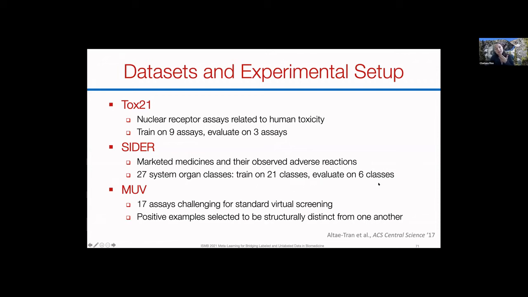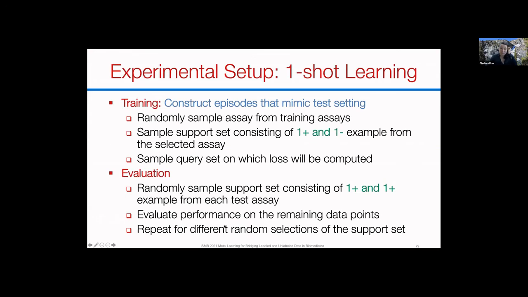And then finally, the last data set looked at assays used for standard virtual screening. And the positive examples were selected to be structurally distinct from one another. And one thing that you'll note here is this is still a relatively small number of meta training tasks, so 9 or 21 or 17. And as we'll see in the results, they're actually able to effectively leverage this prior data in a way that allows the model to make correct predictions at meta test time.